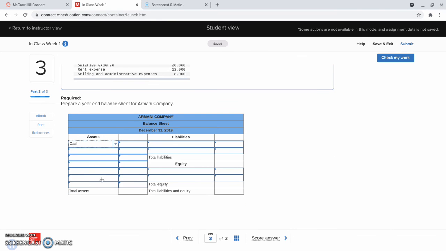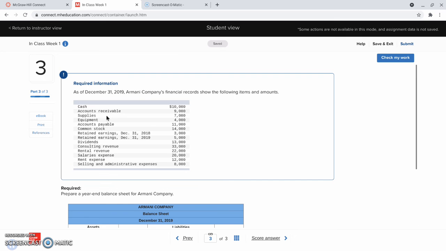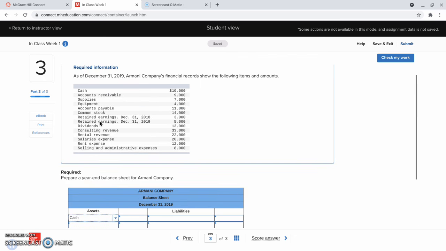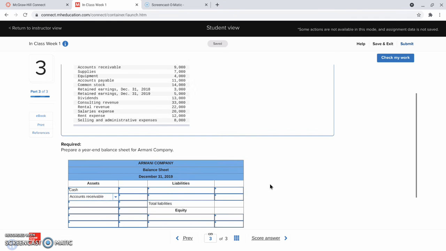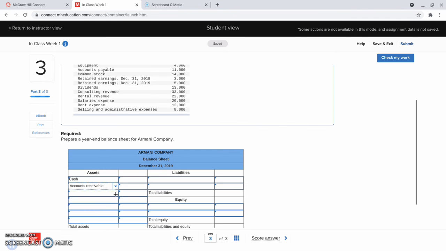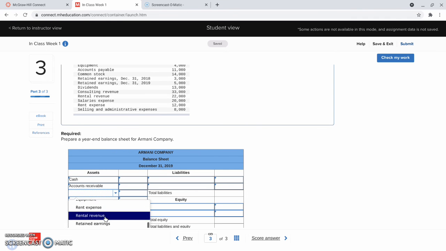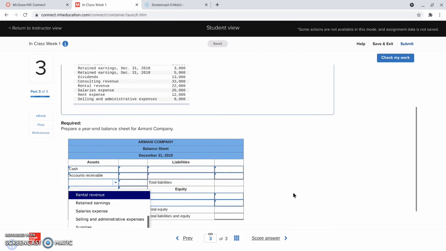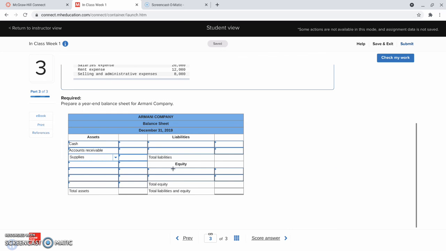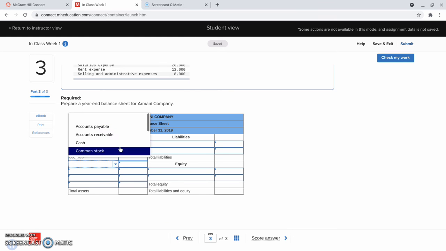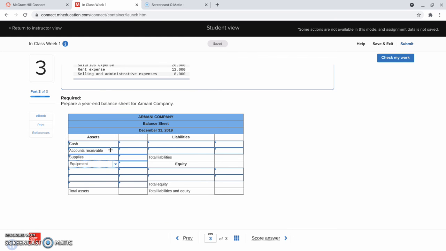Let's pick cash. What's the next asset up here? We have cash, accounts receivable, supplies, and equipment. Those are going to be our four assets. So, accounts receivable. Then we have supplies. And what's our last one? Our last one is equipment. Let's go through and pick equipment.